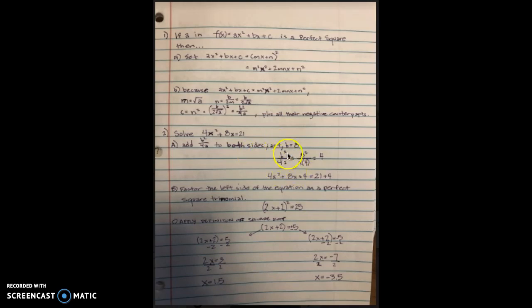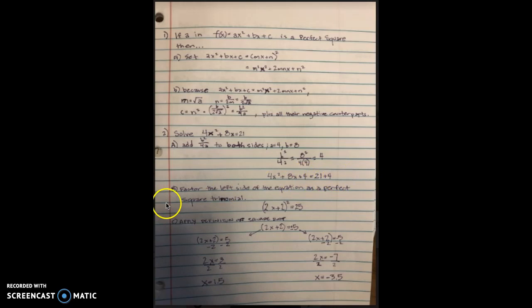So we have b squared divided by 4a. If we go back to our equation, b is 8, so 8 squared divided by 4 times a, which is 4, comes out to 64 divided by 16, which is 4. So we get 4x squared plus 8x plus 4 equals 21 plus 4.